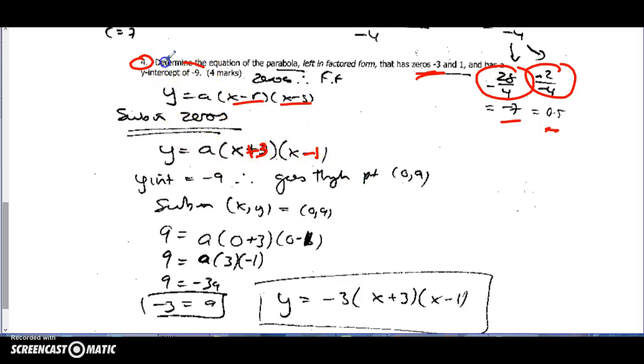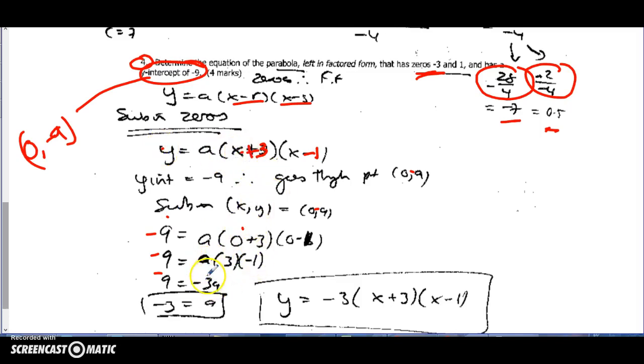Then you sub in the point that you know. The point that you know is the y-intercept of -9, which also means that it goes through 0, -9. So sub that in, and I kept messing this up here. So that's -9, and then you have 0. There's your y, there's your x.